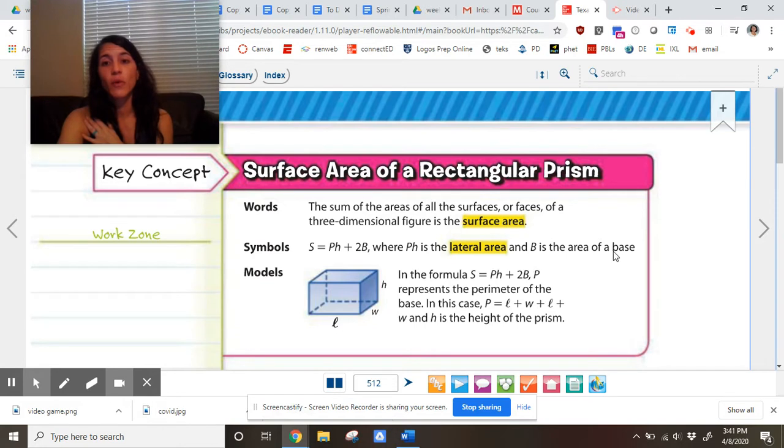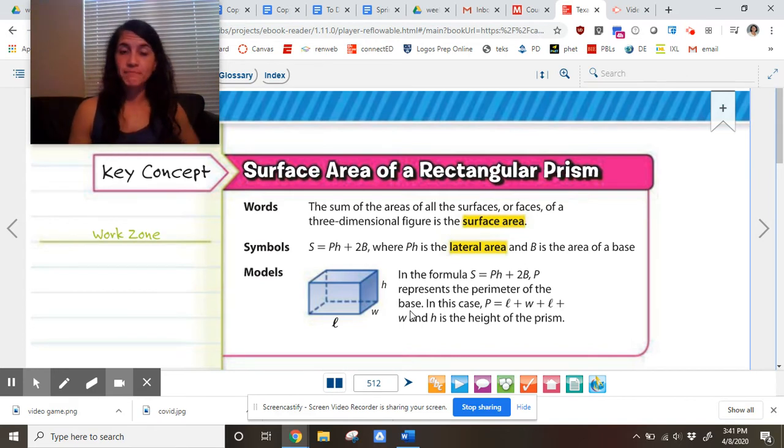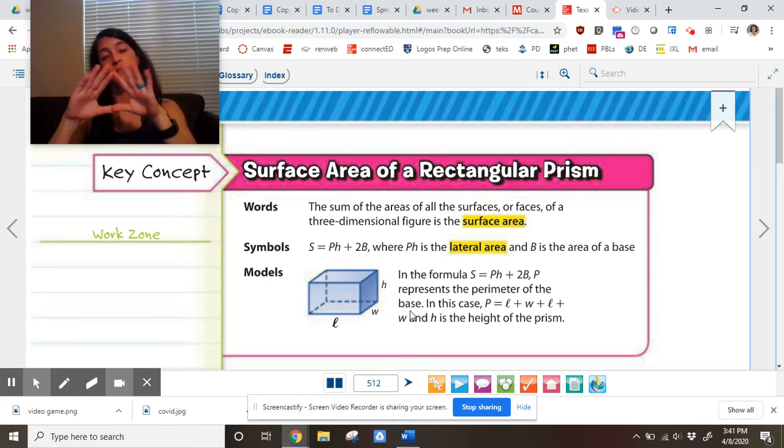Again, we're going to start with the same formula, Ph plus 2B. P is still going to be the perimeter of the base. Now, in a triangular prism, the base is a triangle. Even though almost never is a triangular prism drawn sitting on its triangle, usually the triangle is what you see. That is the base, and so we're still going to shade that in. And the perimeter of the triangle is the outside edges.